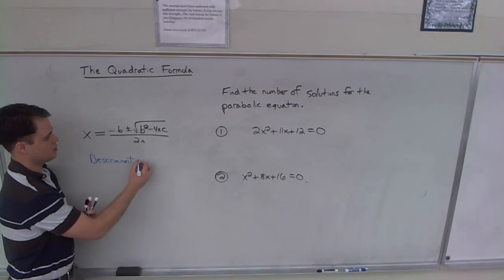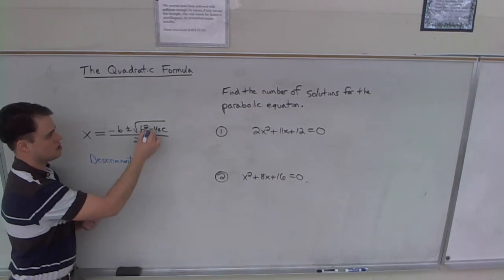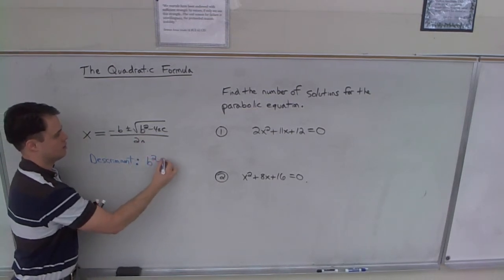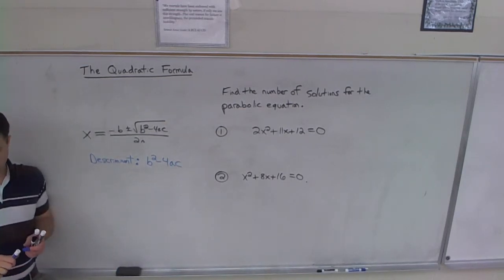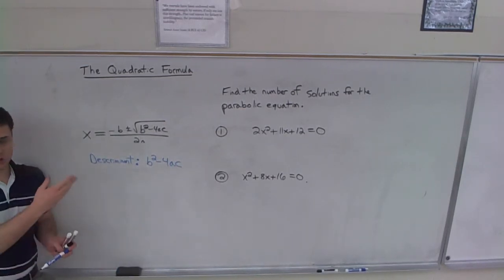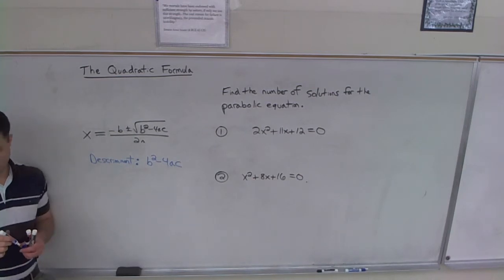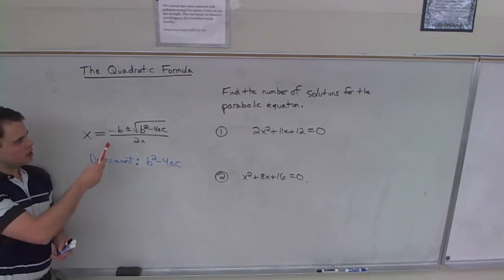The discriminant is this part. The inside part. Let's think about why. So I'm going to use it. Using it's very easy. Why does it tell you how many answers you'll get? Well, think about the formula.